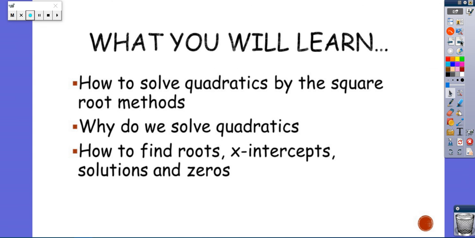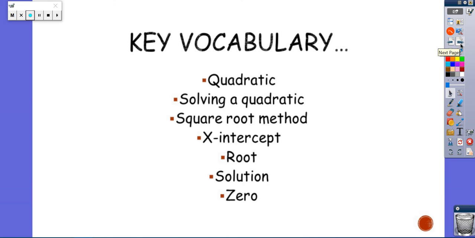and then we're gonna solve quadratics in one variable. What you're going to learn is how to solve quadratics by the square root method, why we solve quadratics, and how to find roots, x-intercepts, solutions, and zeros for quadratics. Okay, so first you need to know what a quadratic is. A quadratic is an equation where the highest exponent is 2. It's an equation or an expression where the highest exponent is 2.